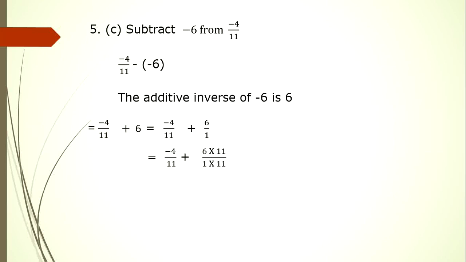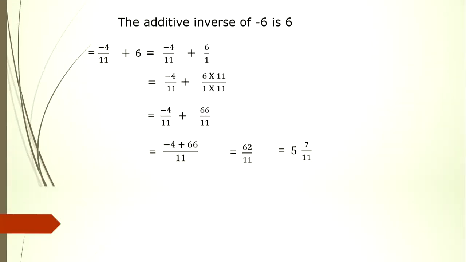So we need to multiply 6 by 1 with 11 in the numerator and denominator to get the denominator as 11. So minus 4 by 11 plus 66 by 11. Here in both the rational numbers we have the same denominator, so add the numerators and keep the same denominator. Minus 4 plus 66 by 11, which gives us 62 by 11. Again, on further simplification we have 7 by 11.